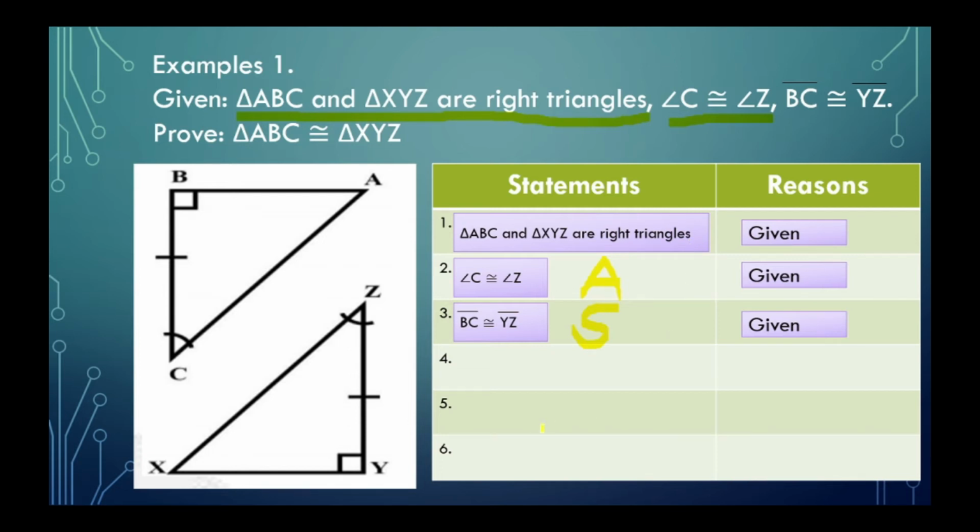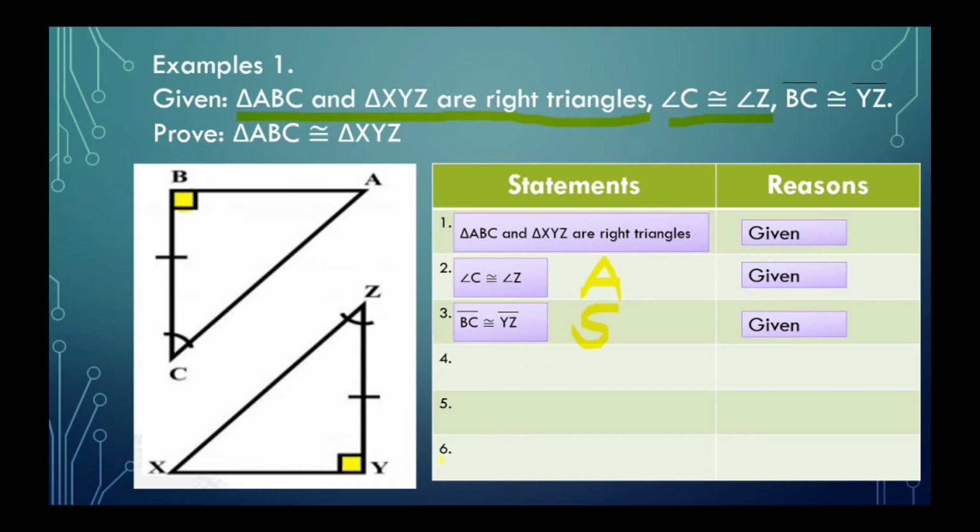So, analyze natin. Take a look at number 1. Triangle ABC and triangle XYZ are right triangles. So, if these two are right triangles, meaning to say, meron siyang right angles. Tingnan natin yung figure. In the figure, triangle ABC, meron tayong small box rito. Meaning to say, this is a right angle. And we have here triangle XYZ. Yung Y ay may small box rin. Ibig sabihin, this is also a right angle.